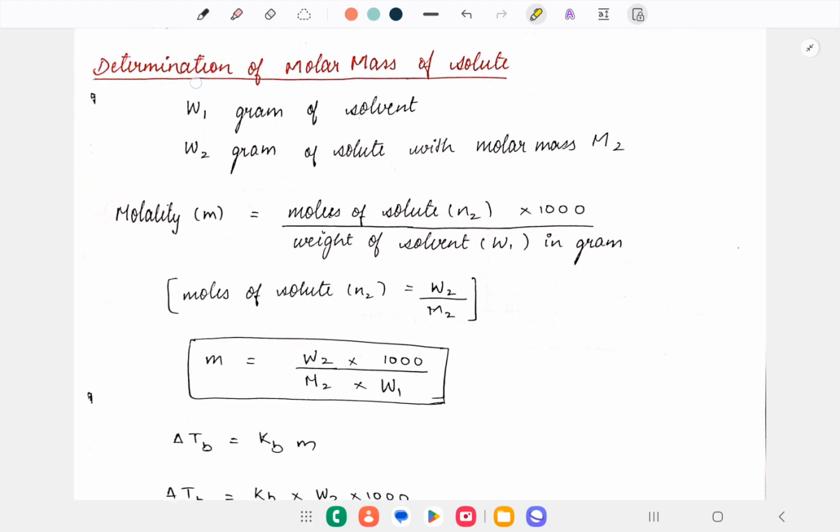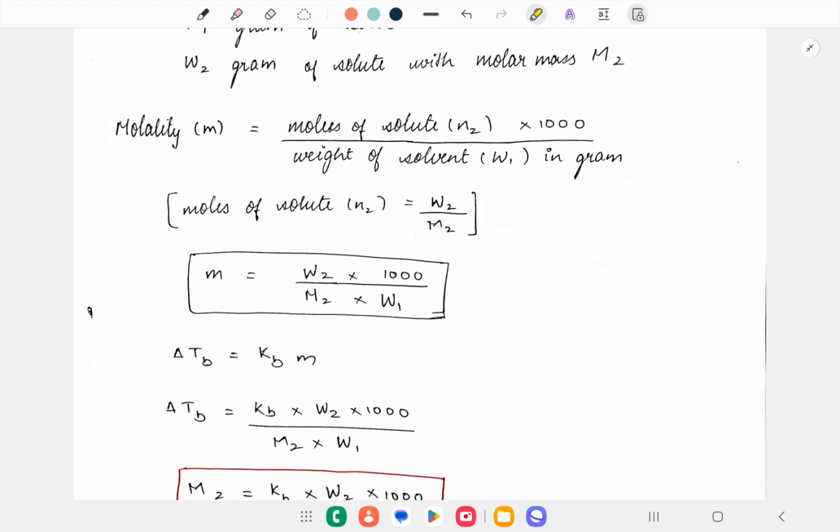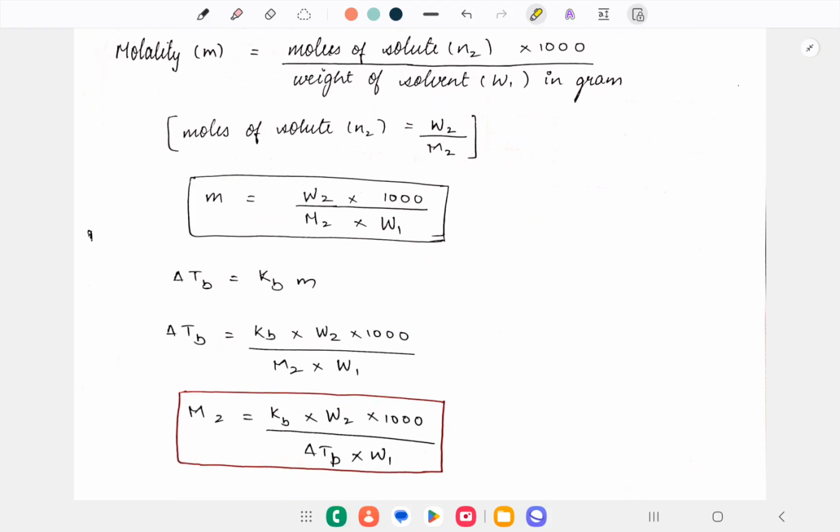So here we assume W1 grams of solvent and W2 grams of solute with molar mass M2. We know the formula of molality, that is moles of solute by the weight of solvent in kg. If we take it in grams, we will multiply with 1000. The moles of solute can be calculated as given mass by molar mass. By substituting that in the molality formula, we'll get this.